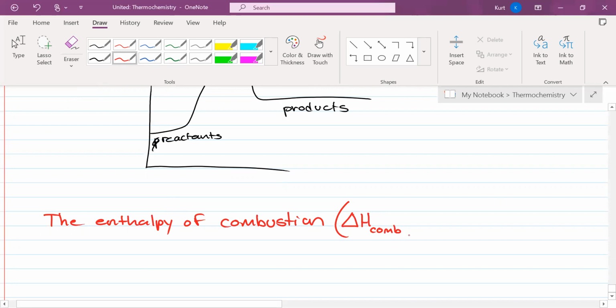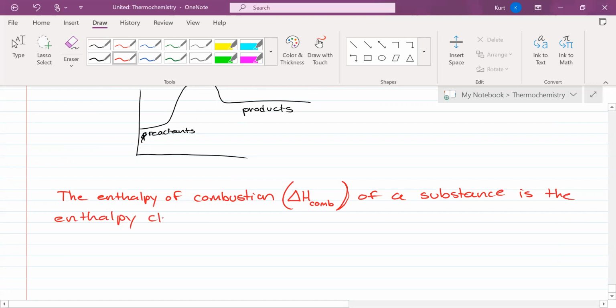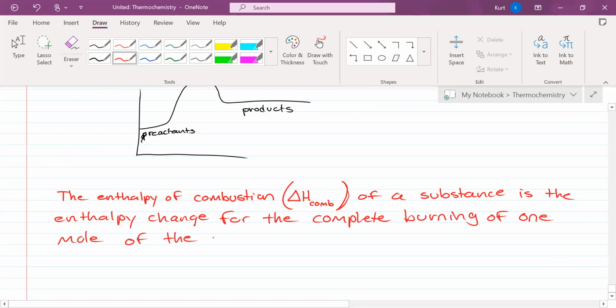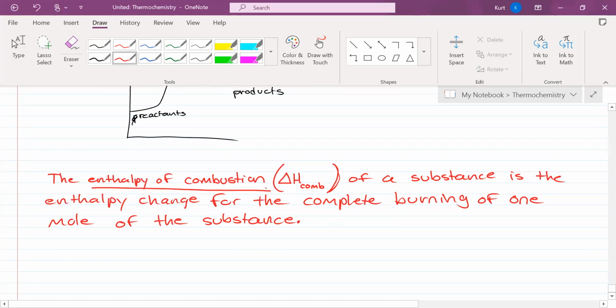What do you think COMB stands for? It just stands for combustion. That's right. Enthalpy of combustion is one of your terms.